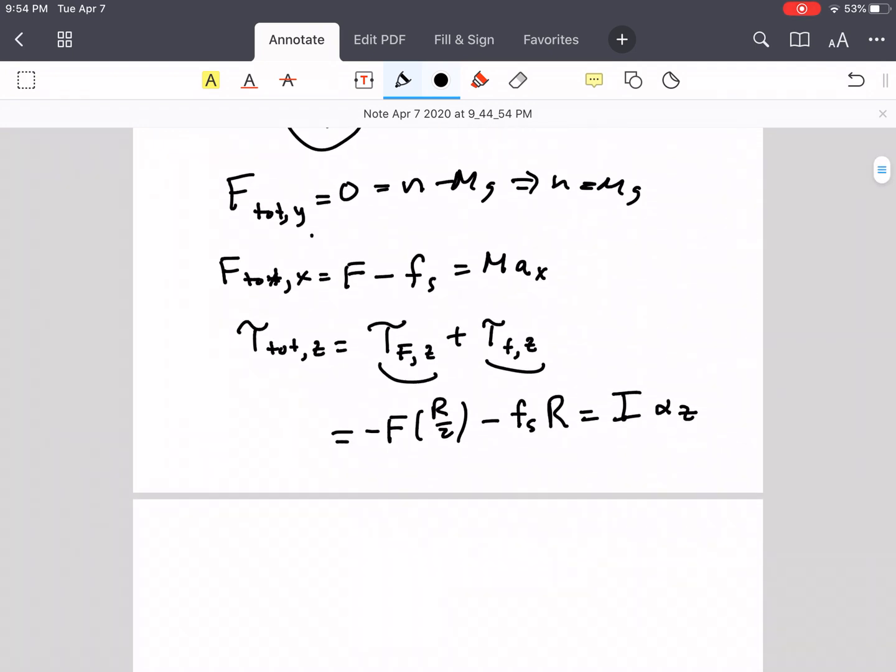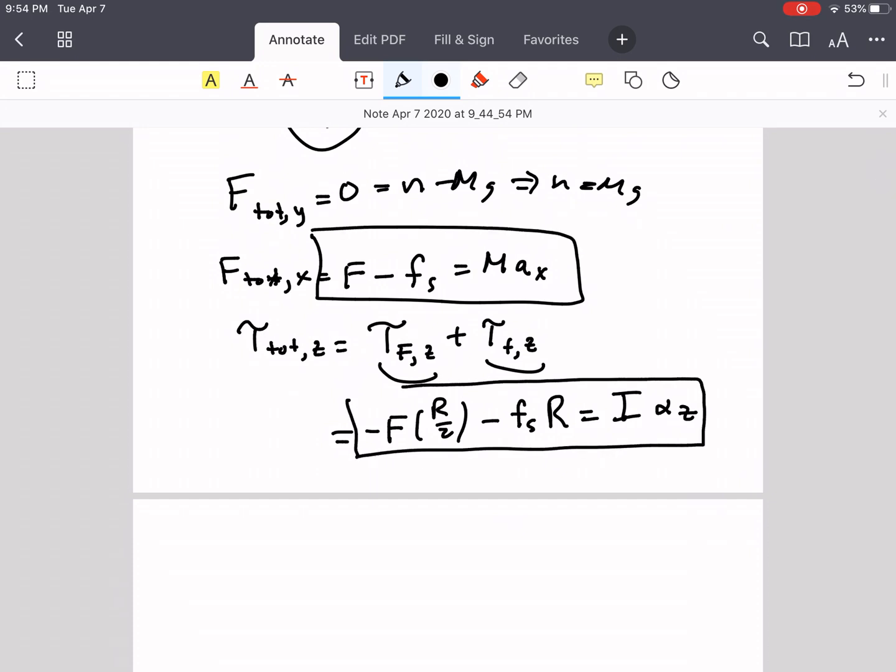Okay, so I have two equations relating our forces to our accelerations. We don't have enough information to solve this problem quite yet. So force of static friction is an unknown, acceleration is an unknown, and angular acceleration is also an unknown. So two equations, three unknowns, that's a problem. What other information are we going to use that's going to help us to solve this problem? So we still need to use the fact that this guy is rolling without slipping.